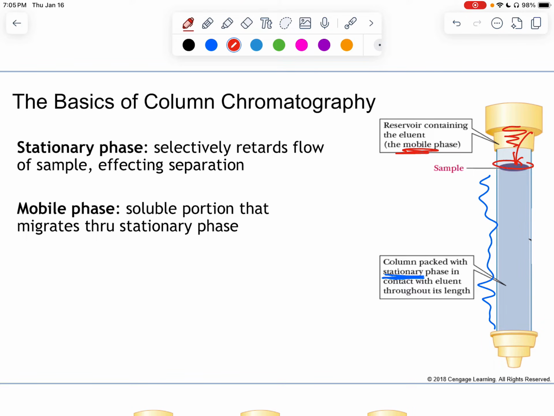And we have our sample. Our sample is either already dissolved in the mobile phase, sitting on top, and the mobile phase will pick it up and carry it through. And so now this stuff's going to move through here and come out the bottom of our column. But as it does so, some proteins will move faster than others, hence the separation.